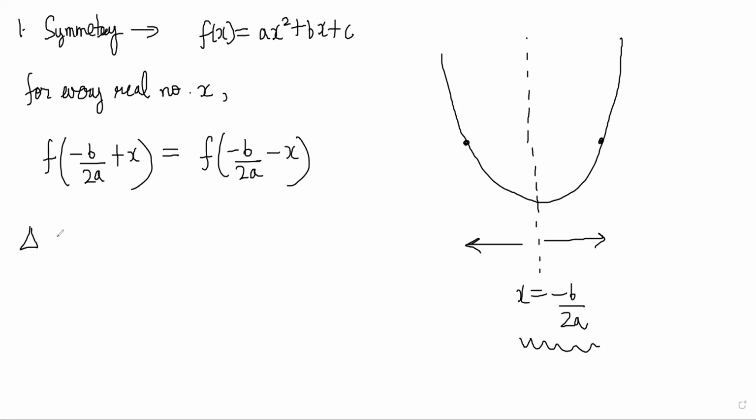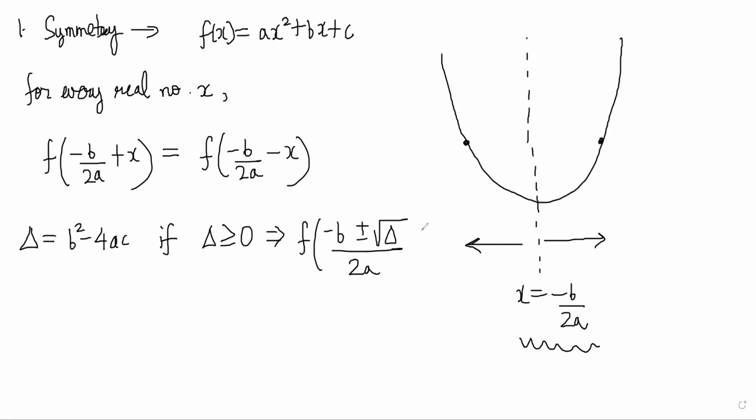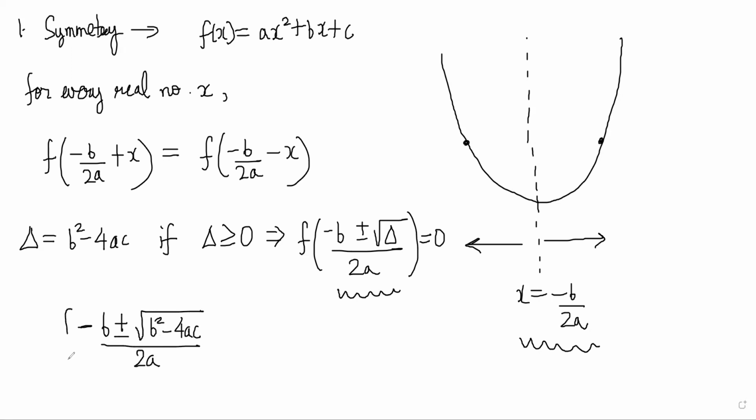Also, the discriminant of the quadratic function can be given by b square minus 4ac, and if the discriminant is greater than or equal to 0, that implies that f of (minus b plus or minus root of the discriminant) by 2a is equal to 0. So basically, these are the two roots. The roots of the quadratic, as you are probably well aware, is this expression, which gives the two roots of the quadratic. The proof of this is elementary. I will not be discussing that.